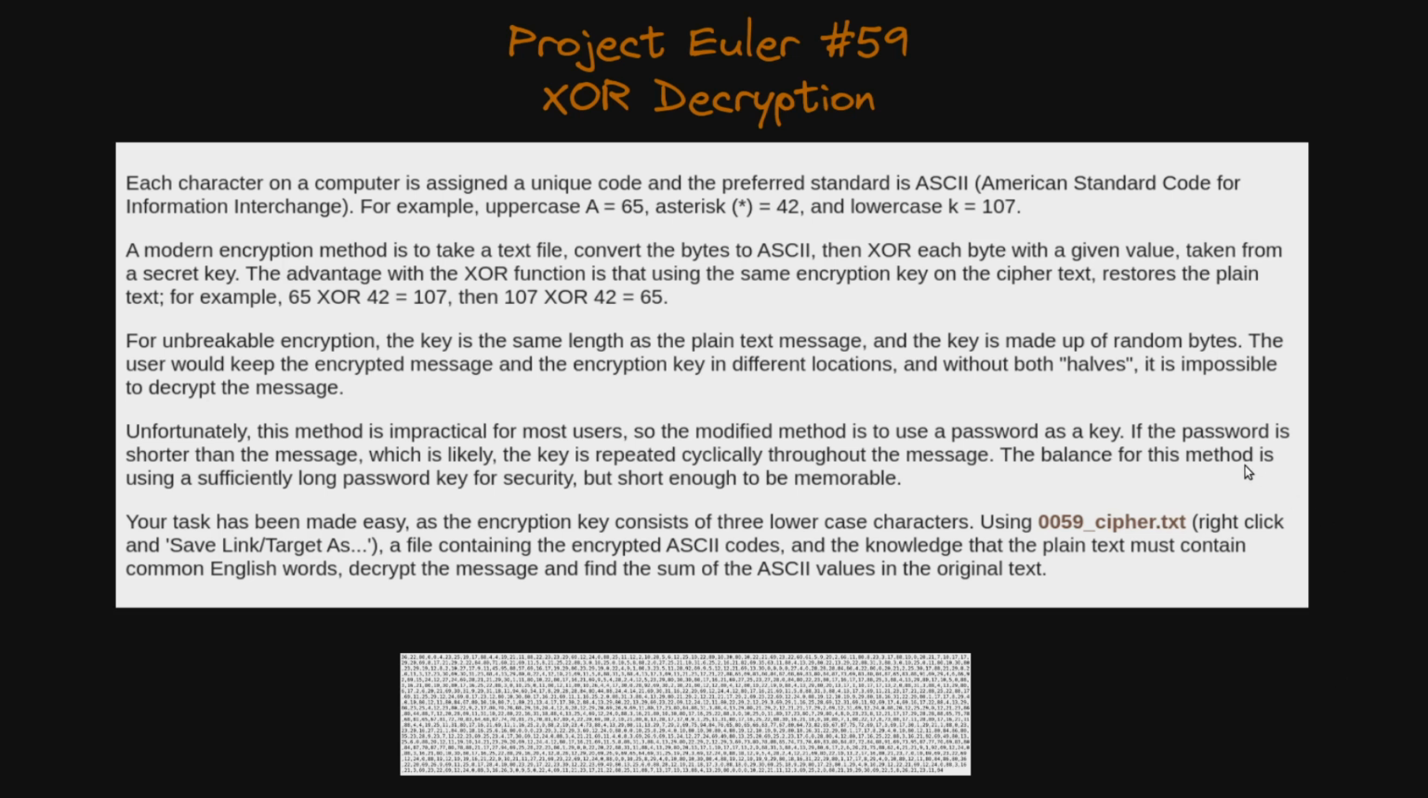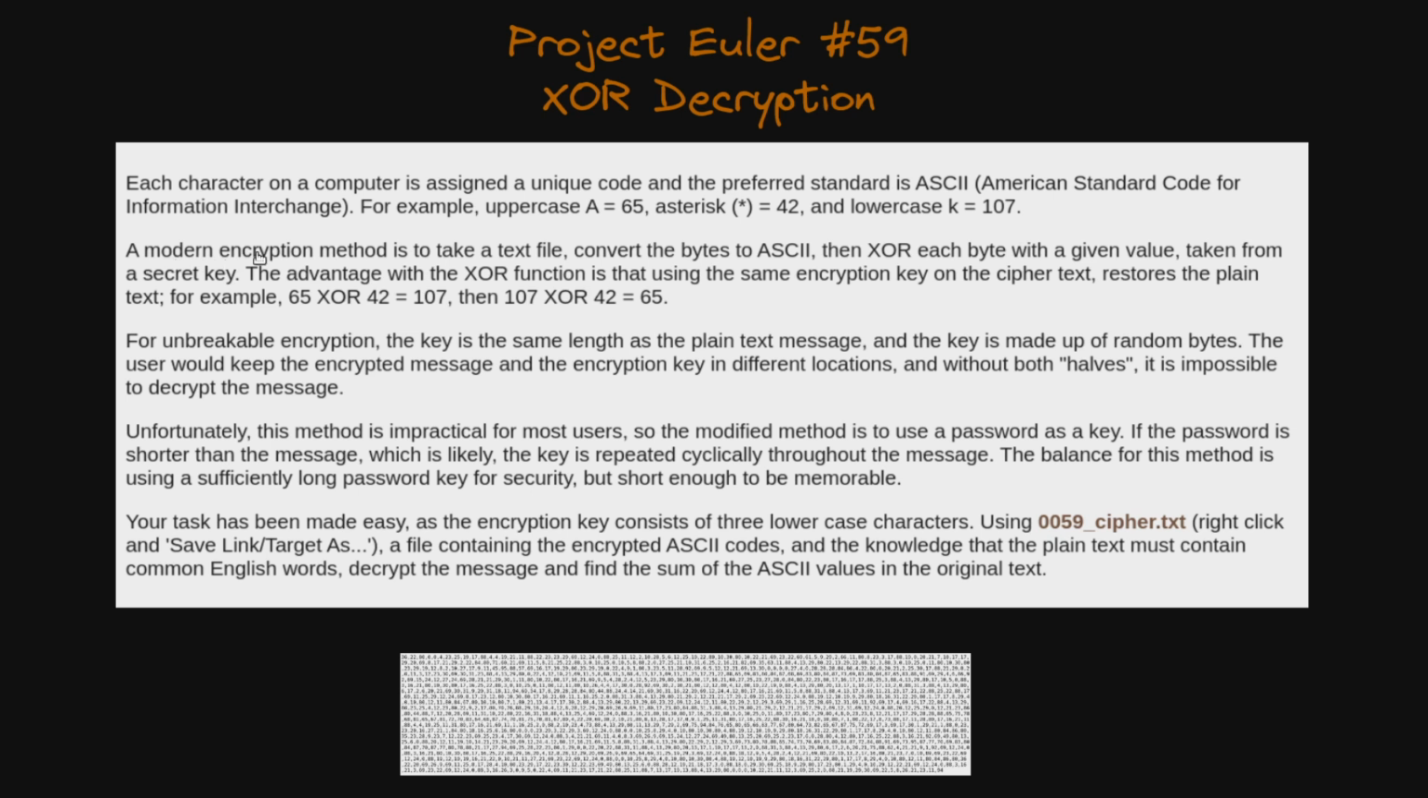Let's look at problem 59 from Project Euler, XOR decryption. So each character on a computer is assigned a unique code, and the preferred standard is ASCII, which is American Standard Code for Information Interchange. For example, uppercase A is mapped to 65, asterisk to 42, and lowercase k to 107. So each character on a keyboard, or in general any ASCII character, is mapped to some ASCII integer value.